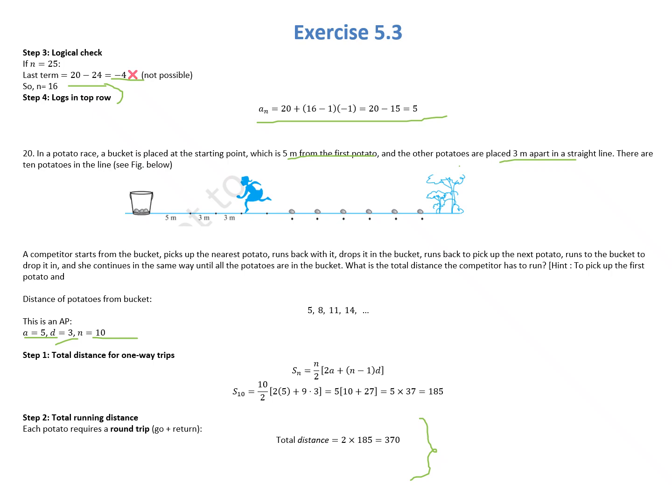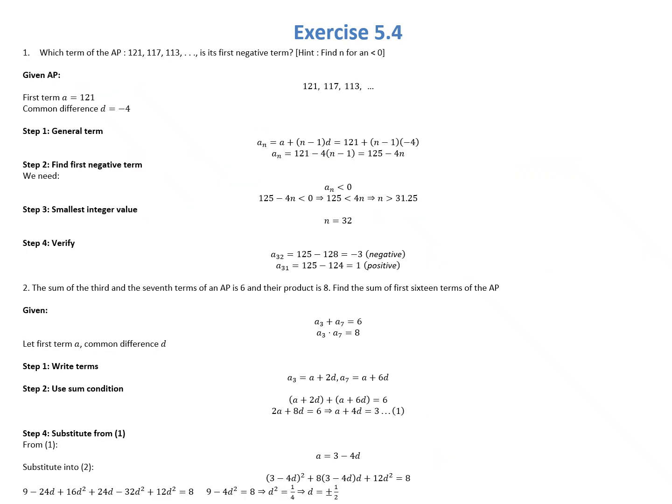So move to the next slide. Okay, now we get to the next and last exercise for AP as per the NCERT. This is exercise 5.4, and we have to solve this as well. Which term of the AP is the first negative term? We know that a negative term has to be less than 0. So we have A and the common difference minus 4. We first have to find the general term, and when you put the values of A and D, we get the general term as 125 minus 4n.